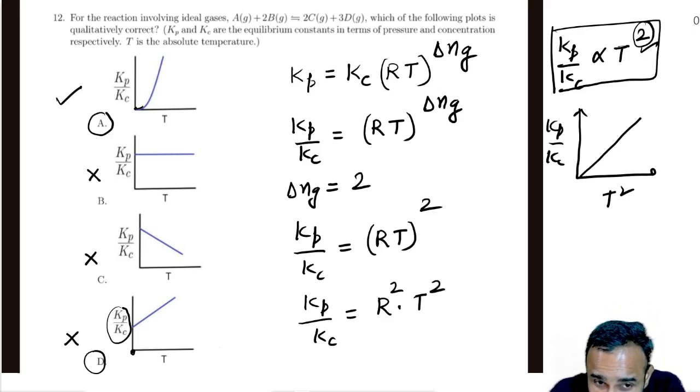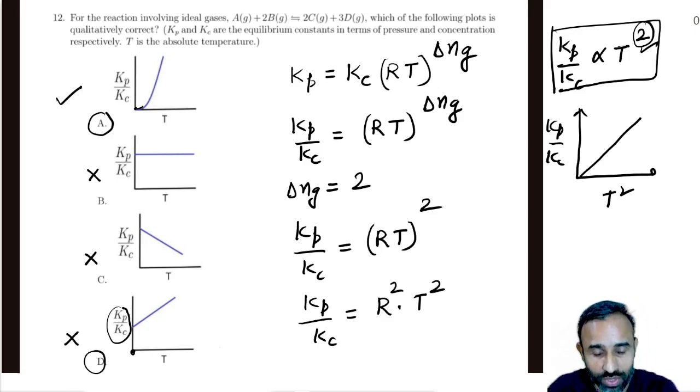The answer is A, because all the other three options are rejected straight away. First is option B, Kp Kc by T, which is independent of temperature. So that's not true. Then option C says Kp Kc decreases as temperature increases. That's also not true. So D and A are somewhat correct, because as temperature increases, Kp Kc increases.